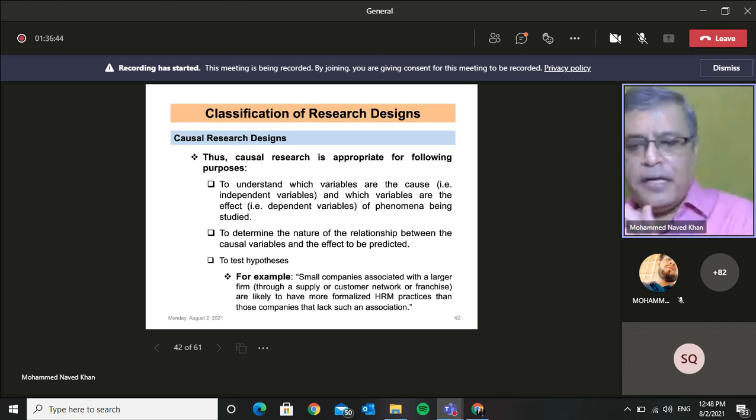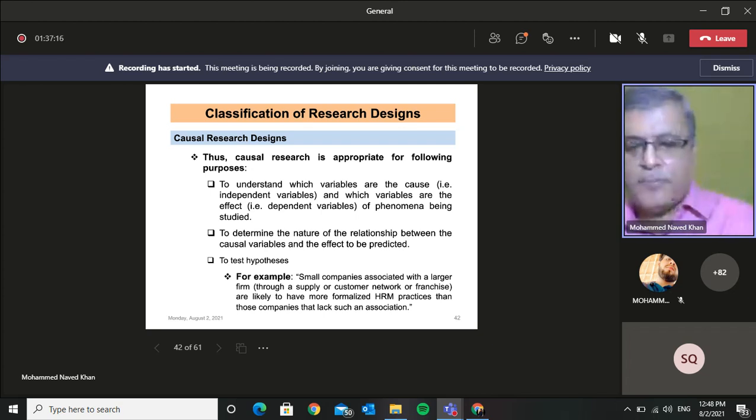So basically, these designs can also be used to test hypotheses. And please recall, we discussed that hypotheses have been framed or crystallized by us during the exploratory research stage, and those hypotheses may be tested by us during the conclusive research stage. So we can go for descriptive or we can go for causal. In both cases, we can test the hypothesis.